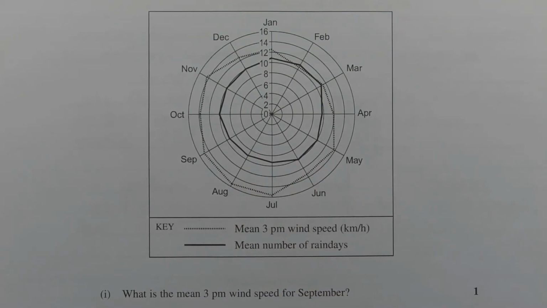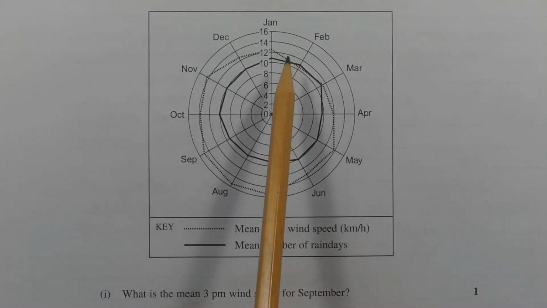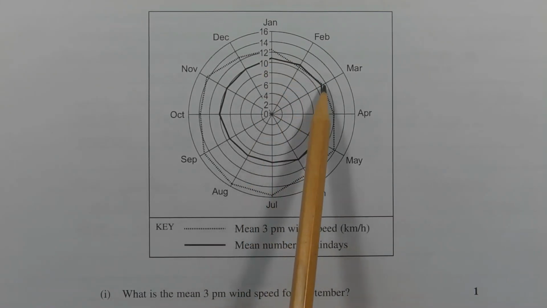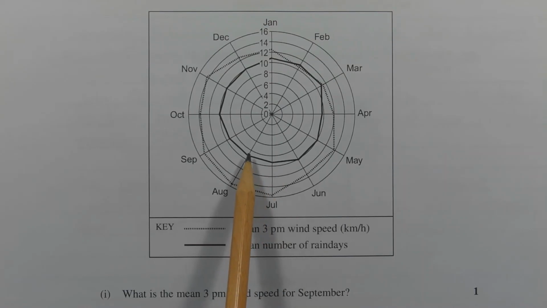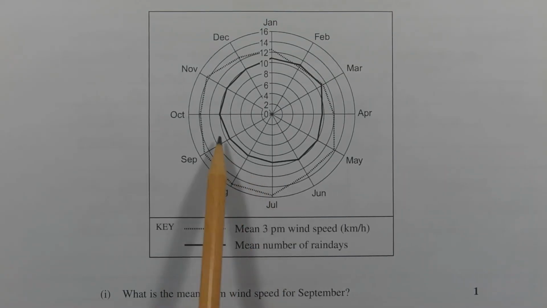Now, looking at the mean number of rain days, we can see that January, February, March have the highest number of rain days, in contrast to July, August and September, which have a much lower number of rain days.